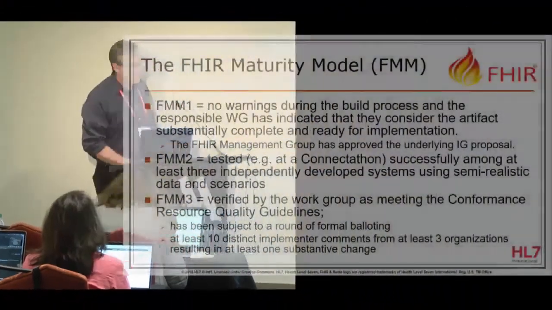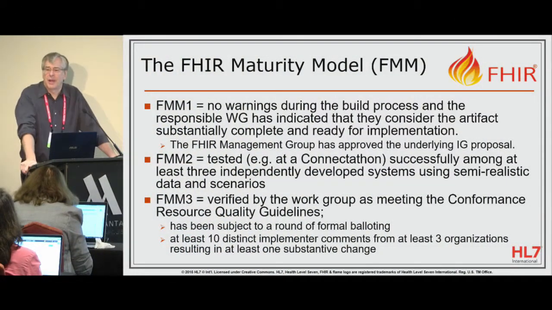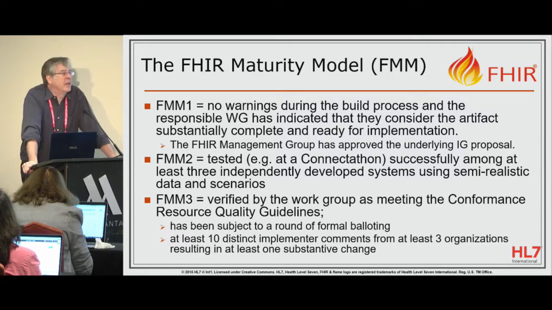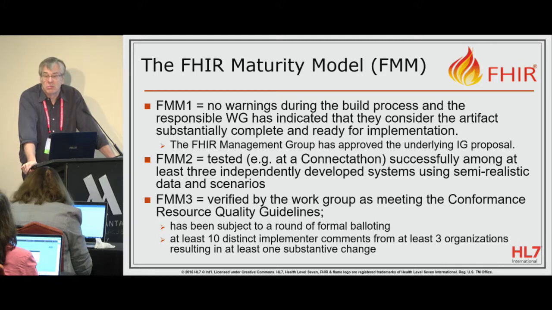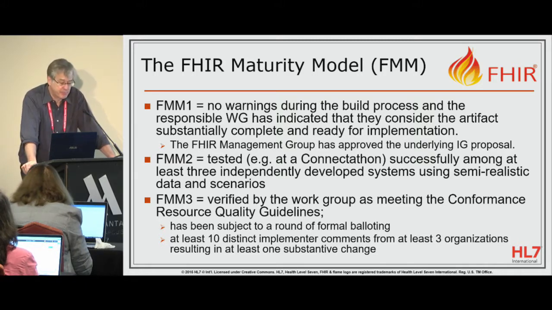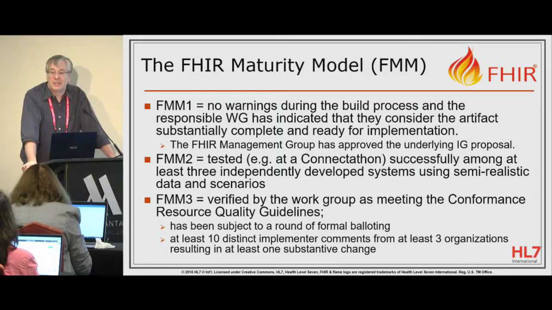All right. Now, you've heard a couple of people talk about FMM, FHIR maturity model, and that level 2 in order to go to STU. Just wanted to go through what the FMMs actually are. There's actually 6 levels, or 7 levels, because there is FMM 0, which means this is a great idea, we should do that. FMM 1 means the build process works, and the WG says, yeah, okay, it's substantially complete. And of course, that the FMG said, yeah, you can do that.